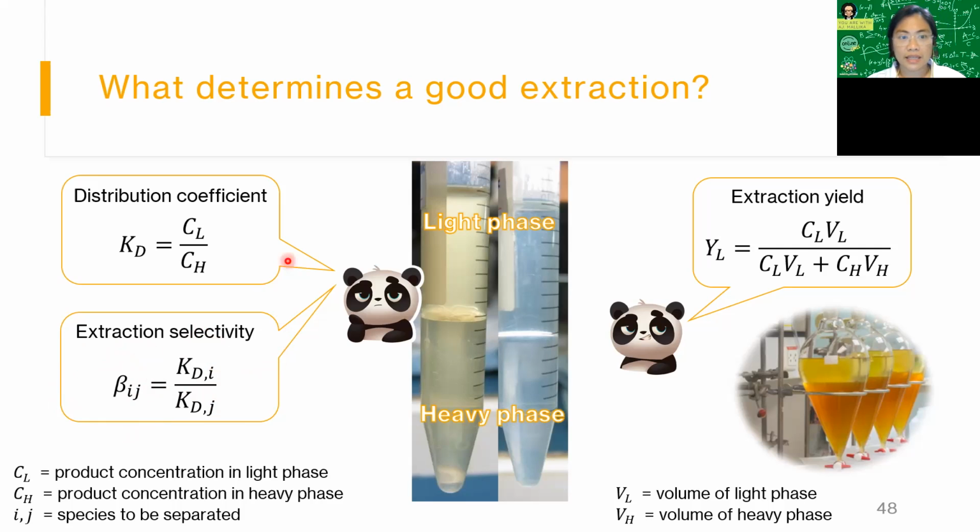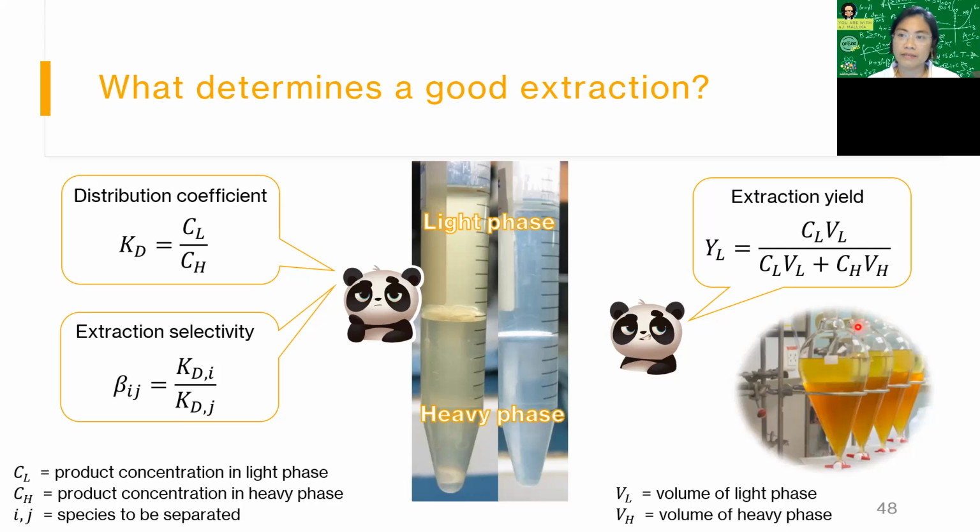So basically these three terms can be used to determine a good extraction. Okay, and this is a common extraction apparatus in your lab. It's a separating funnel. Maybe you have seen it before.